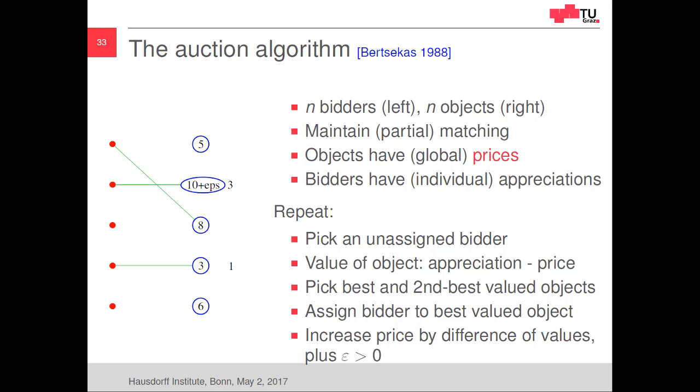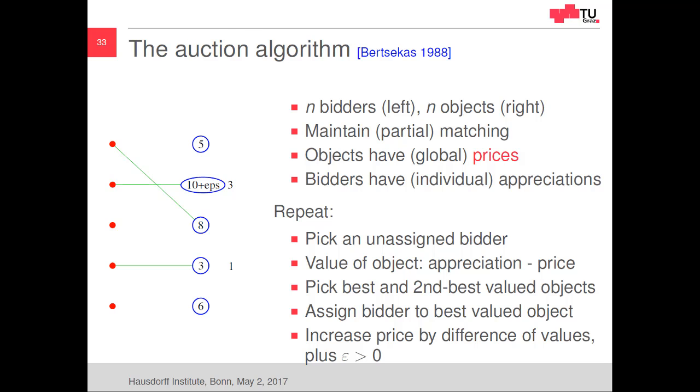The reason is, if you put epsilon to 0, you can have the situation that you have a group of bidders which keeps stealing the same objects from each other without ever increasing the price. So you would run into a deadlock. And to avoid this, you need this constant epsilon.